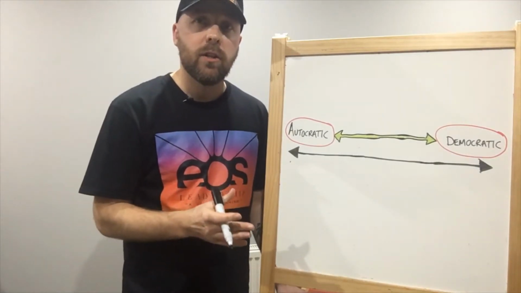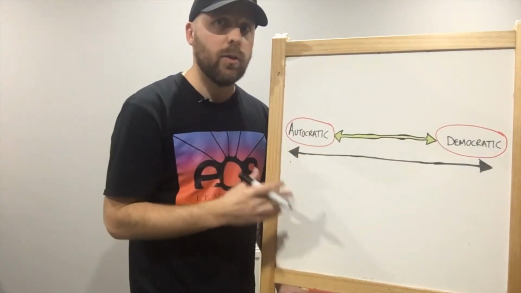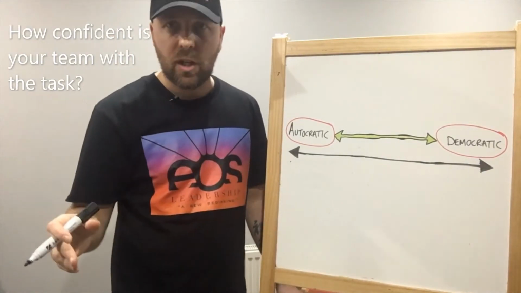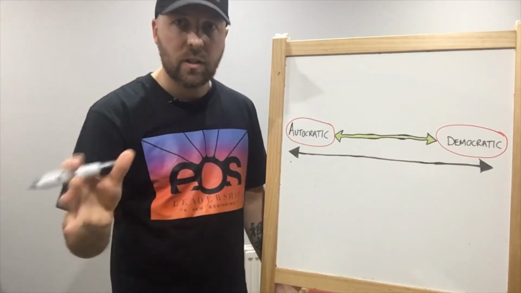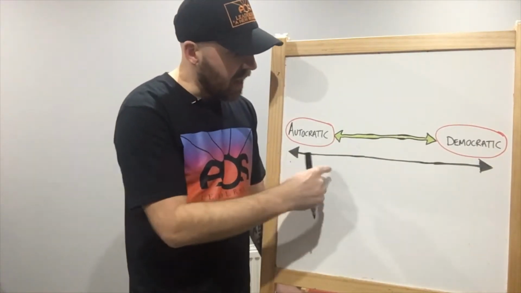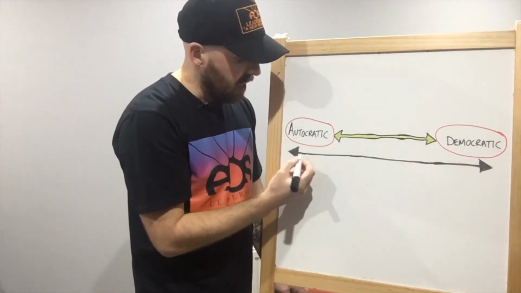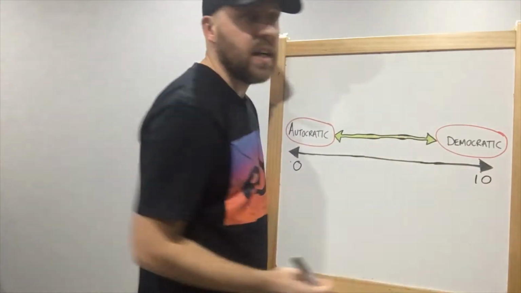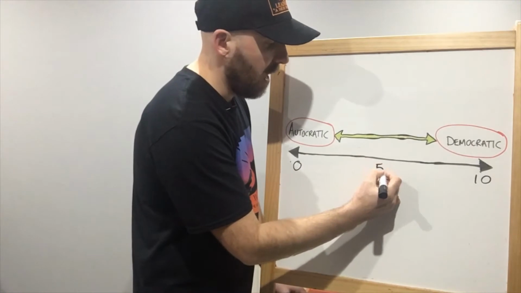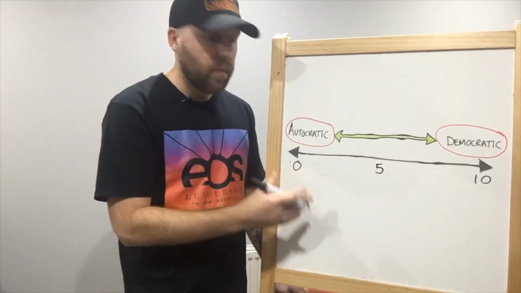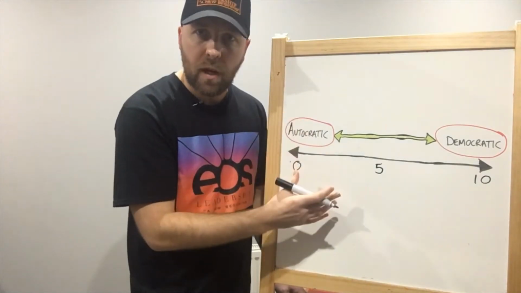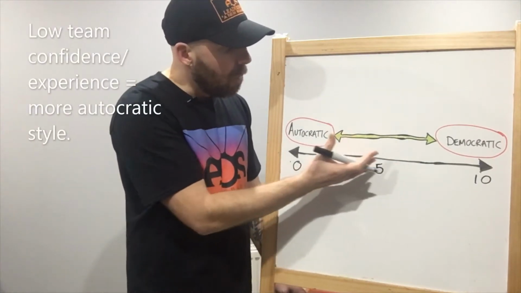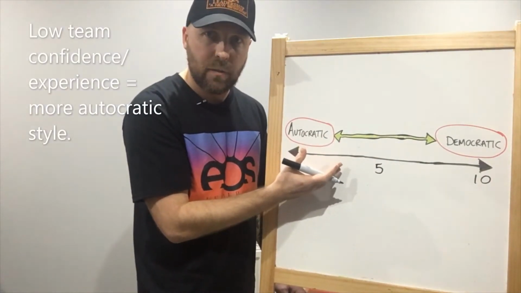So the first thing we need to consider when we look at which leadership style to adopt is the team's confidence level in the task that we're trying to achieve and the team's prior experience in the task that we're trying to achieve. Now, if we lay that onto this line here and we say that down here we have 0 confidence and up here we have maximum 10 out of 10 confidence and in the middle 5, we can clearly see that the lower the team's confidence or experience level in the task or their output that they're expected to achieve, the more you will have to adopt an autocratic leadership style.